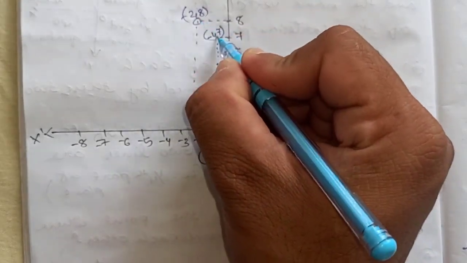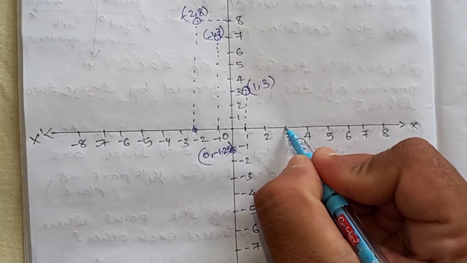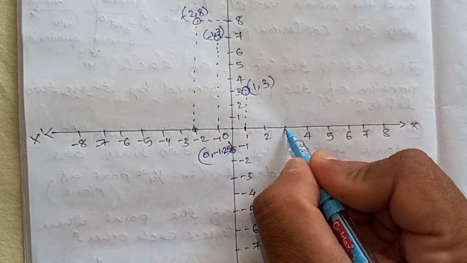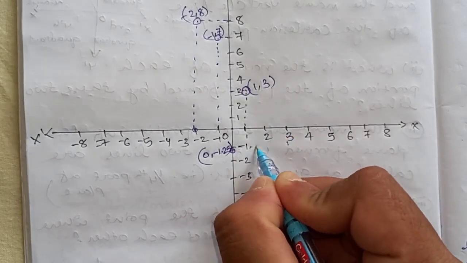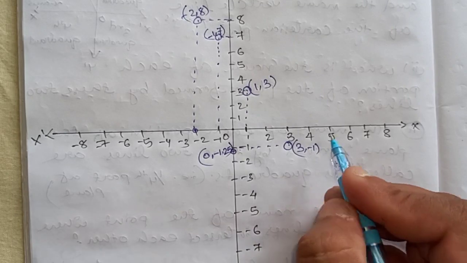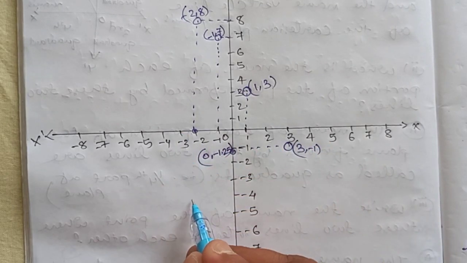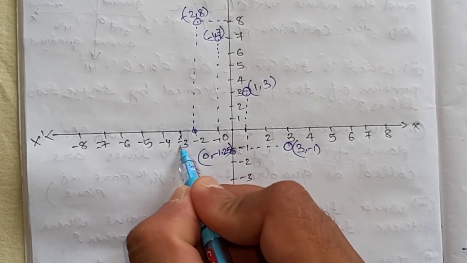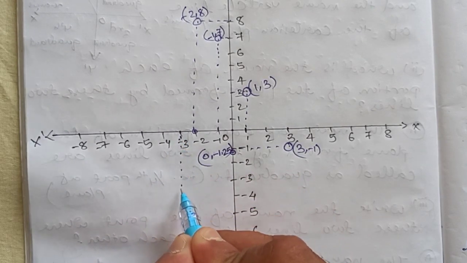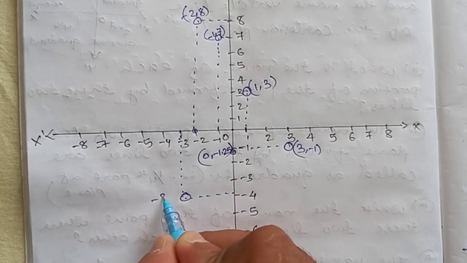Okay, next (3, -1). 3 is here, -1 is here. So just join with dotted lines. (3, -1). Next, (-3, -4). -3 is here, -4 is here. So join it with a dotted line. Okay, this point is (-3, -4).